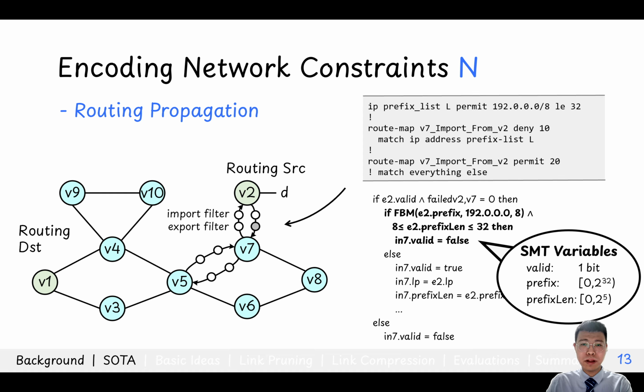Minesweeper will encode routing policies as SMT constraints. Specifically, it uses a single SMT variable, a 1-bit flag called valid, to represent whether a route remains valid after passing through a filter. The prefix and the prefix length variables are used to model IP prefixes. Based on these variables, Minesweeper can model prefix matching between routing policies and routing messages. For example, this SMT constraint fragment of FBM means that if a route matches the filter, the valid flag of the route record becomes false. In other words, the route will be dropped.